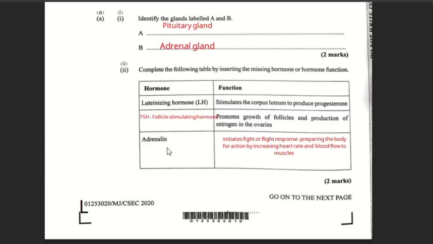And then adrenaline is the hormone that would initiate the fight or flight response in the body, just overall preparing the body for action, and it increases the heart rate and the blood flow to the muscles. So for example, if somebody realizes they're in danger, or maybe they're getting attacked, adrenaline would be released. That would initiate that fight or flight response within the body, bringing up your heart rate and sending more blood flow to the muscles.